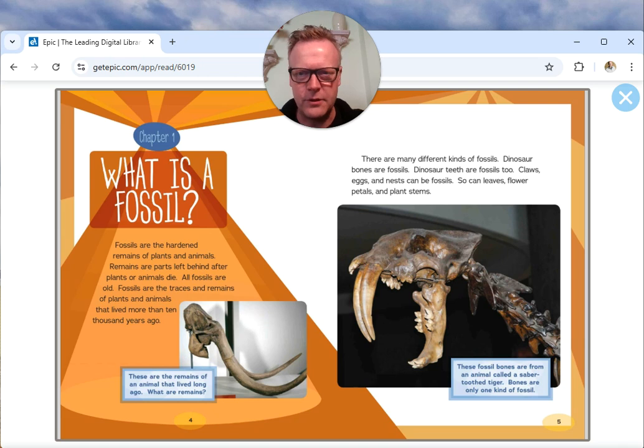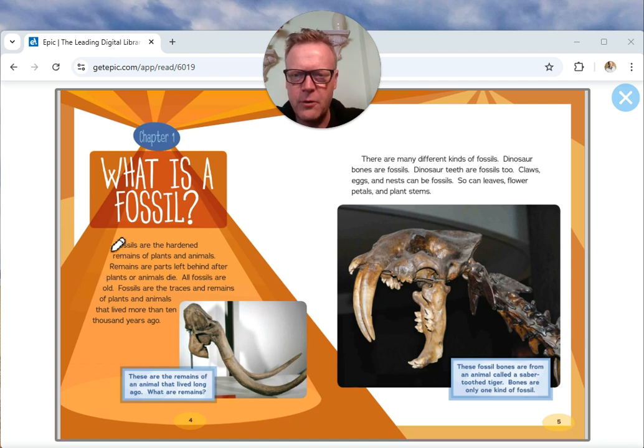What is a fossil? Fossils are the hardened remains of plants and animals. Remains are parts left behind after plants or animals die. All fossils are old. Fossils are the traces and remains of plants and animals that lived more than 10,000 years ago. All right, so we've got some pretty cool words here that we should look at real quick.